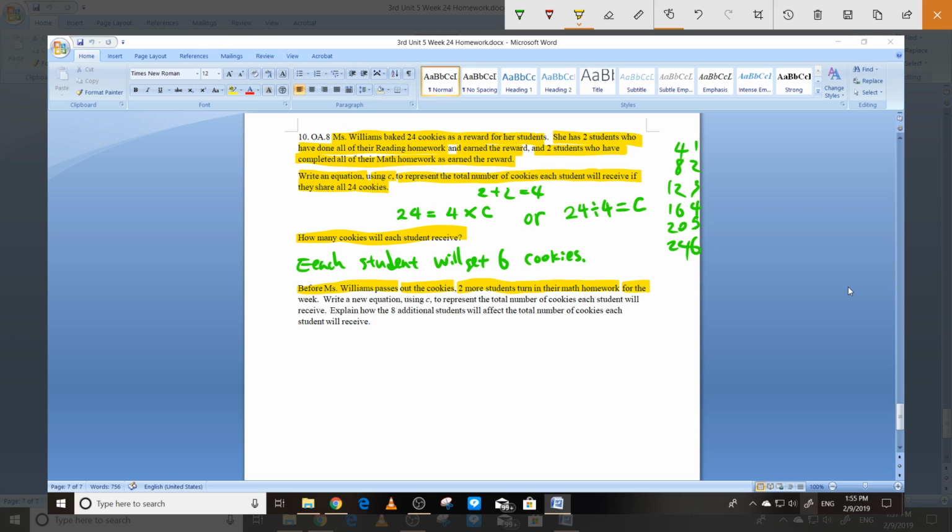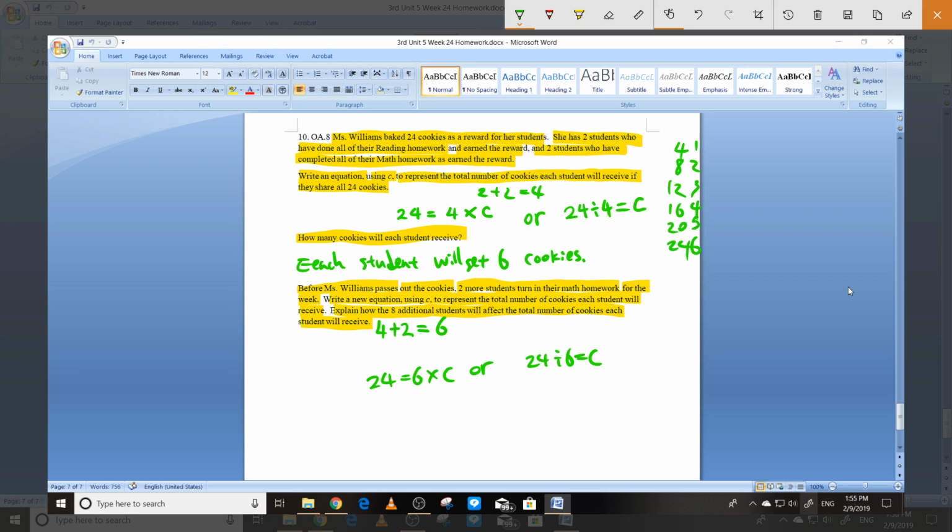Okay? And for the third part, it says, before Miss Williams passes out the cookies, 2 more students turn in their math homework for the week. Write a new equation using C to represent the total number of cookies each student will receive. Explain how the 2 additional students will affect the total number of cookies each student will receive. So, if we had 4 people who turned in their homework, now 2 more students turned in their homework. Now the total number is 6. All that changes in our equation is that 6. Okay? See that? 24 divided by 6 equals C.